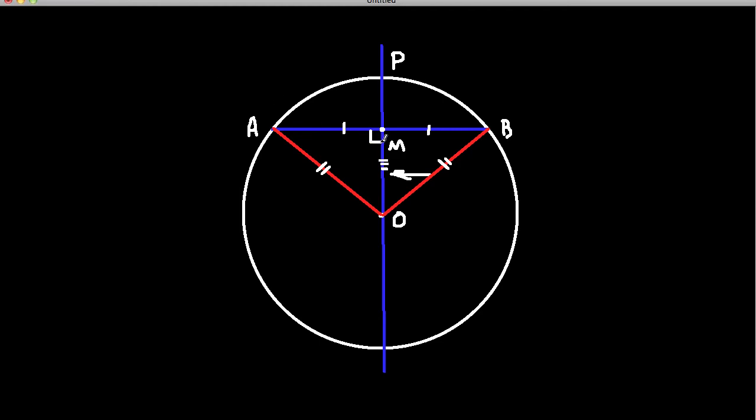So what we have is that if we have a line here, OM, which intersects the midpoint of the chord going from the center of the circle, then at the intersection of these two lines, the chord and the line OM, the angle is always going to be 90 degrees.